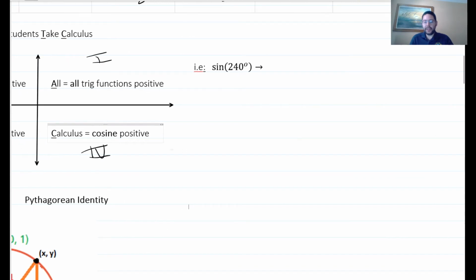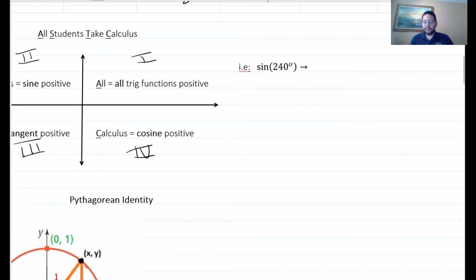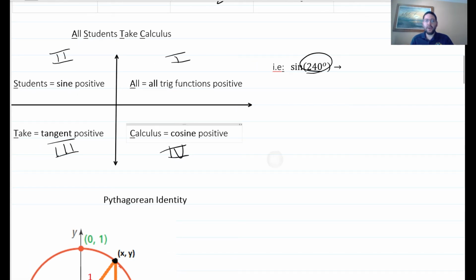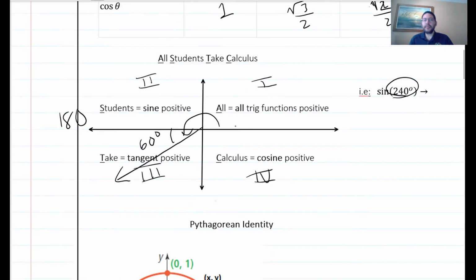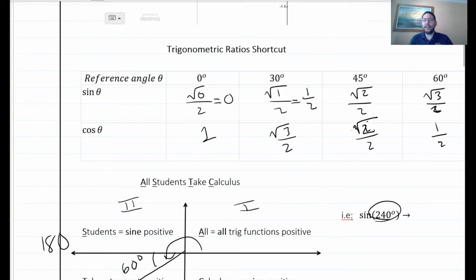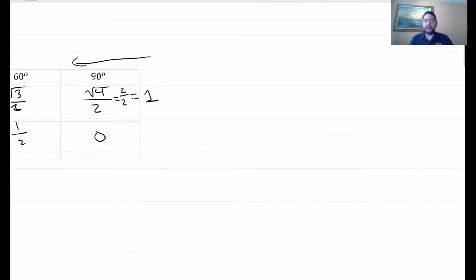So now if I give you a quick example here, if we're looking at sine of 240 degrees, well, we know that this is going to be in quadrant 3, okay? So this is going to be 240 degrees. How do I know that? Well, I know that this is 180, and if I add another 60 degrees to it, that takes me to quadrant 3. All right, so my reference angle is 60 degrees. Therefore, I can use my reference angle here, and I know that this is going to be the same as 60 degrees.